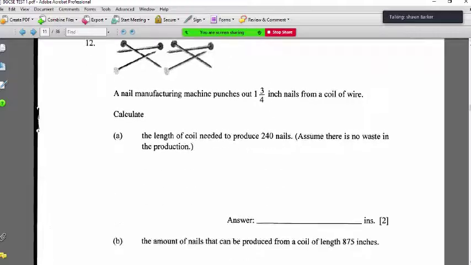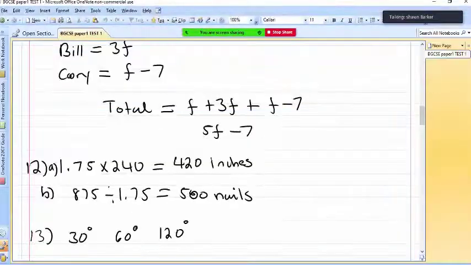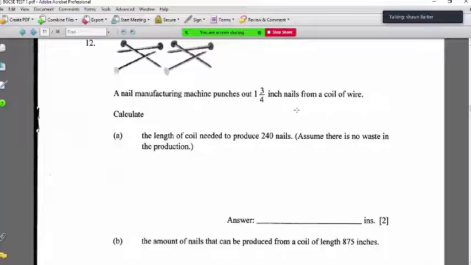Okay, so 12, I think this is the one. Okay, so a manufacturing machine punches out 1 3/4 inch nails from a coil of wire. The length of coil needed to produce 240 nails, assuming there's no waste in production.